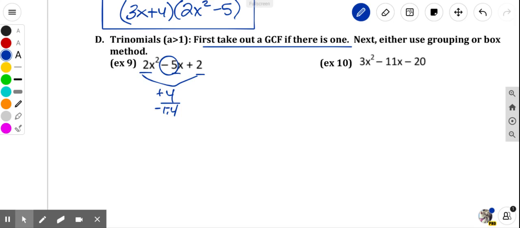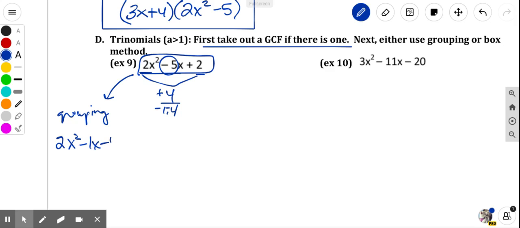Once you figure out your numbers, if you're going to do the grouping way, you're going to rewrite. So this is the grouping method. So it's similar to what we just did, but we first have to rewrite it in those 4 terms. So what we're going to do is we're going to take the original and we're going to replace negative 5x with negative 1x and negative 4x. We're going to have 2x squared minus 1x minus 4x. Some of you maybe didn't choose this way and did box method. I'll show you using that as well. These problems don't come up that often, to be honest, but I figured I'd still go over it.